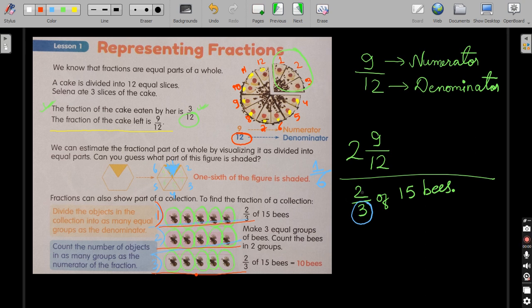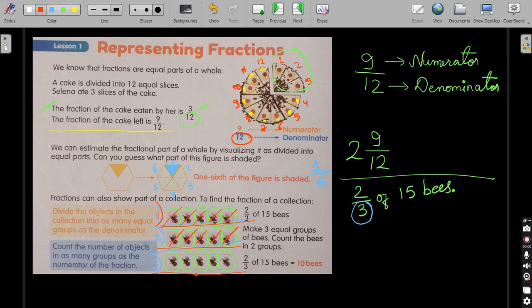Now among that, they are telling 2 by 3rd. 2 blocks they wanted to take. So let me remove that 2. 1, 2, 3, 4, 5. This first 2, let me remove it. Correct? Now how much is 2 by 3rd remaining? Actually this is the representation of 2 by 3rd of the 15 bees.